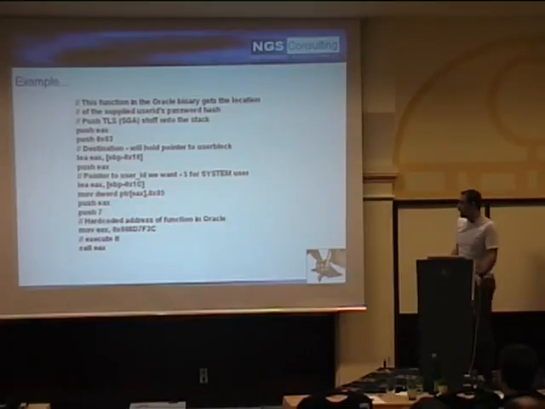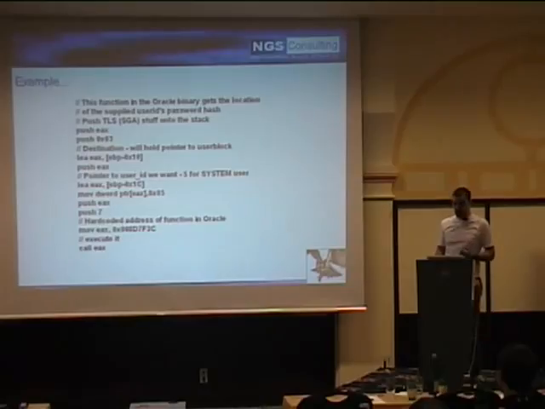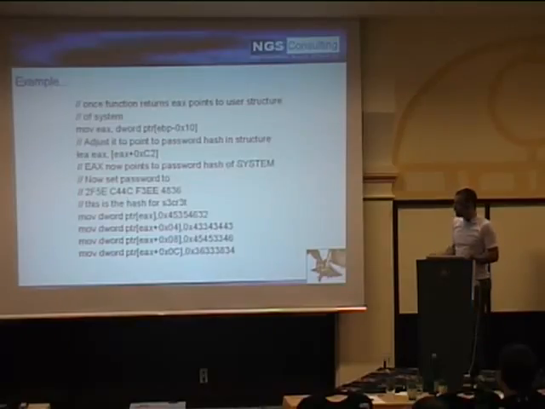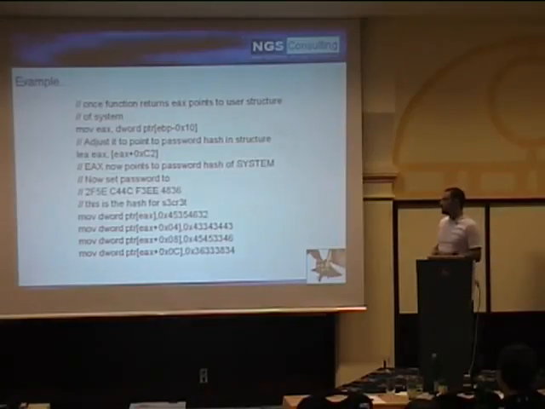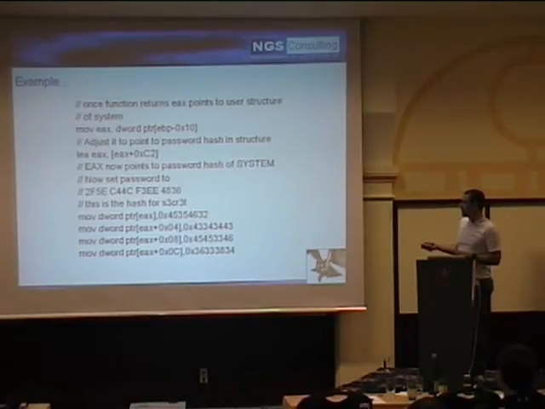So once we call EAX, we should have a pointer back to the user structure for the system user. We then make some modifications to that. So 0xC2 bytes into the structure, we get the beginning of the password hash. This here is the password hash for the system user when it has a password of secret like that. So we then overwrite the extant password hash there.